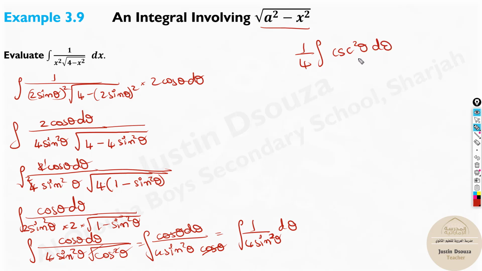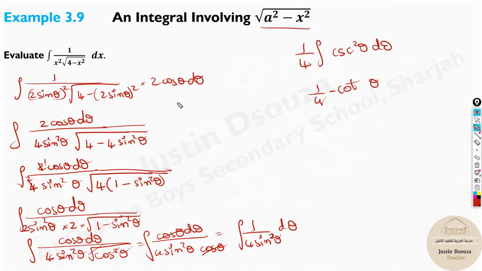Now, does anyone recall any formula here? It's 1/4 integral of cosecant square is minus cot theta. So this is the answer. If we solve this given question, we are supposed to get this answer.